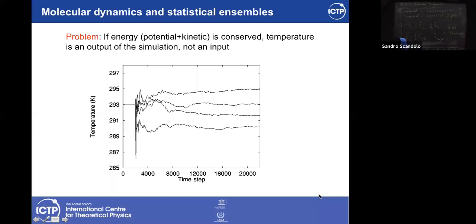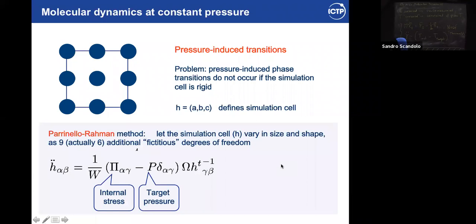Okay, let me see. Yes, this one, for example. This is something that was introduced by Michele Parrinello and Rahman in the early 80s. You see the similarity between what I showed before at the blackboard, that the temperature, and here now the pressure. So instead of considering now a friction part, you consider the cell as varying in time.